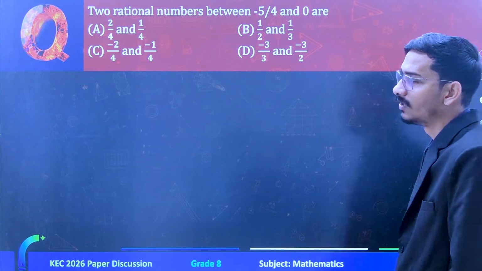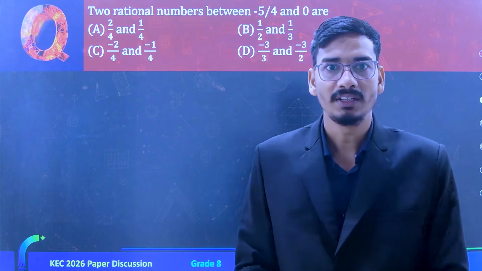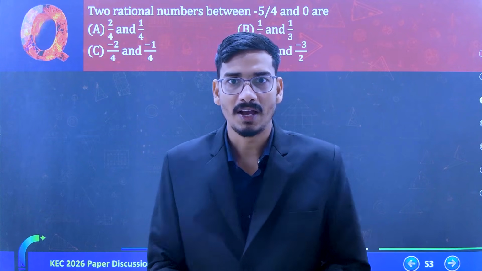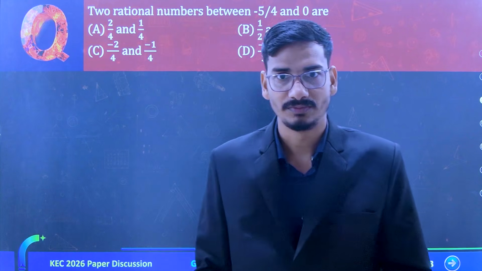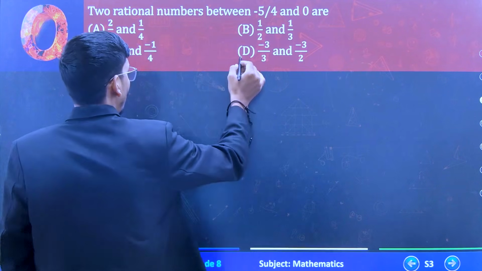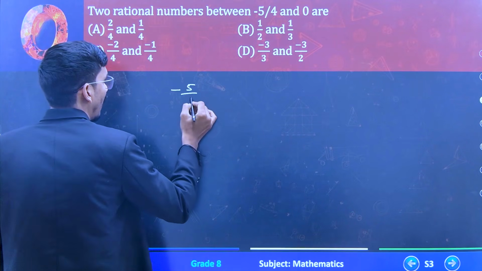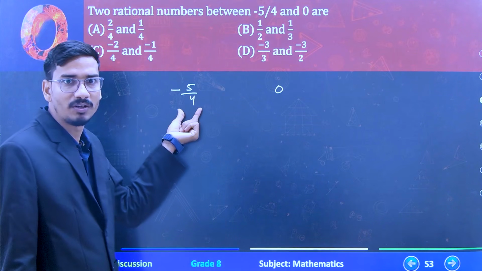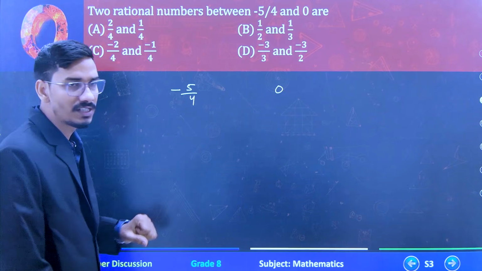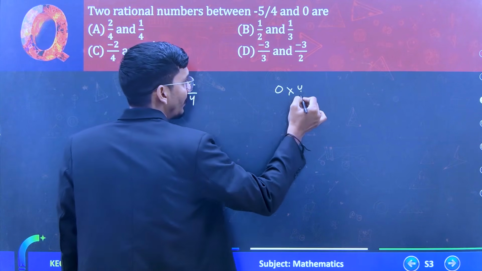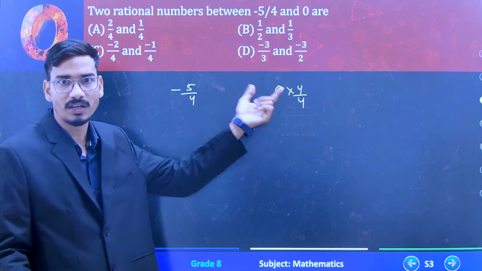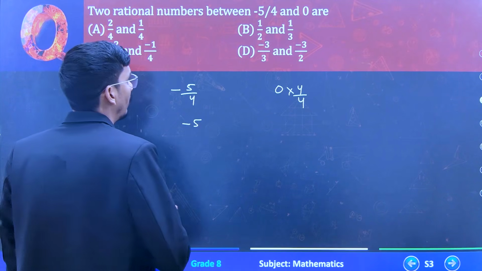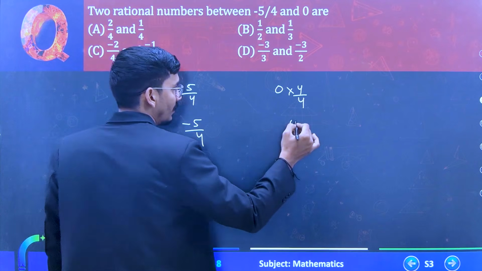Question number 1. Two rational numbers between minus 5 by 4 and 0. So first, write these two numbers, beta: minus 5 by 4 and 0. If you see, in this number the denominator is 4, so I want to write this number also with denominator 4. Now the denominator of both numbers is the same. Now I can write like this: minus 5 by 4 and this is 0 by 4.